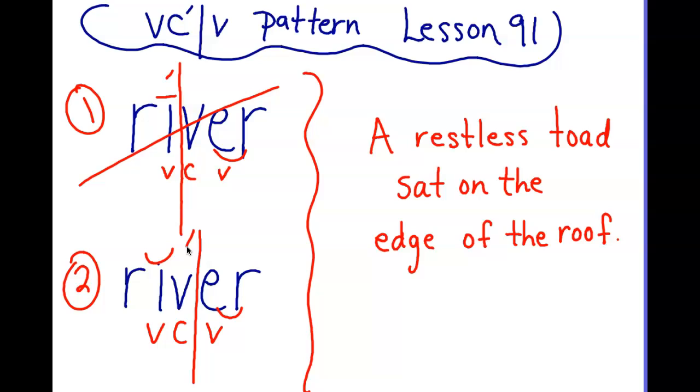All right, so here's what we're going to do next. Let's take a look at the sentence. And I'm going to ask you a few questions before we code the sentence and see if there's anything there that we're going to be able to use. So let's do a quick review of our coding. The sentence says, a restless toad sat on the edge of the roof. All right, so I'm going to ask you a couple of questions about coding and see if you remember before we actually code this word.